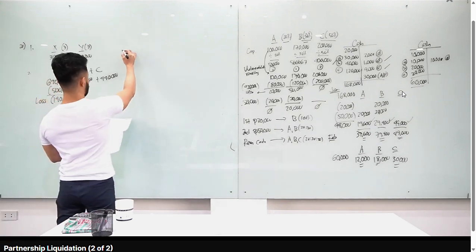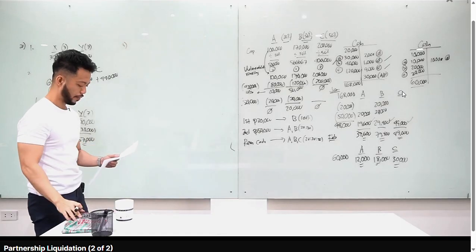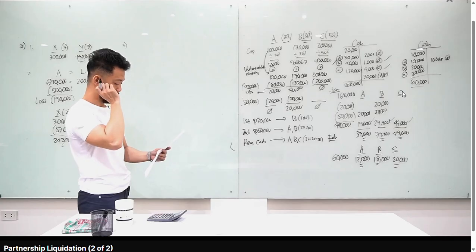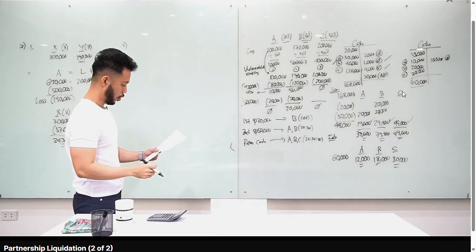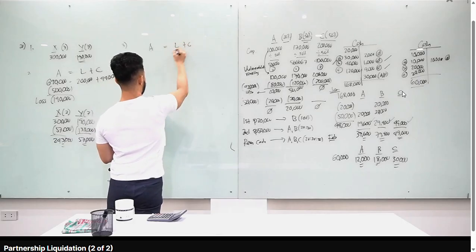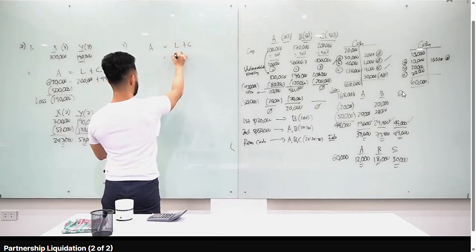Okay? Let's go to question number 3. If after all partnerships assets are realized and all liabilities are settled, the partnership has remaining cash of 120. How much will Y receive from the liquidation? Okay, assets equal to liabilities plus capital. Bayad na daw lahat ng liabilities, so 0 na yan.